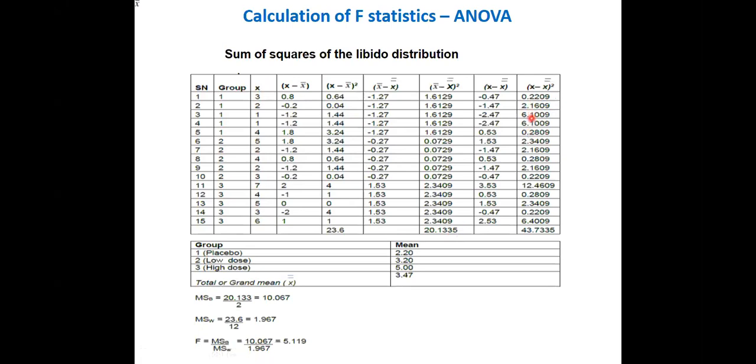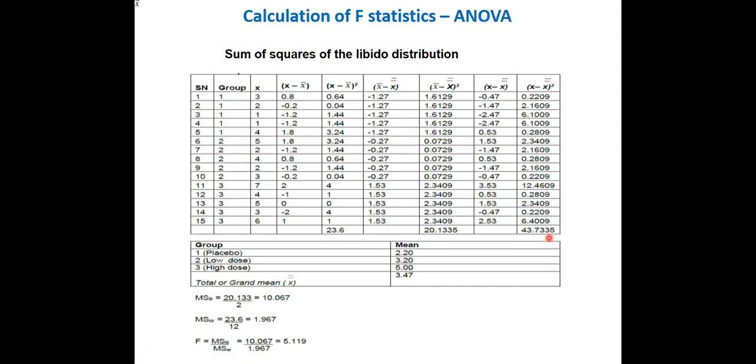And the sum of square you are looking at, if you see the sum of square within, which is this one, and the sum of square between, if you add it together, 23.6 plus 20.135, it gives you 43.7. The sum of square between and sum of square within add up to the total sum of square.